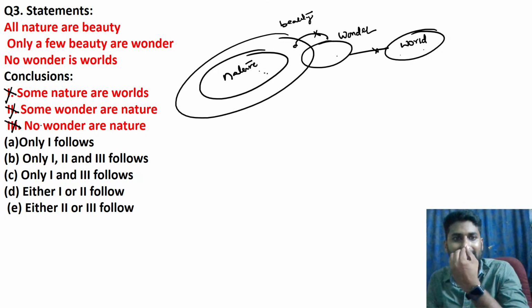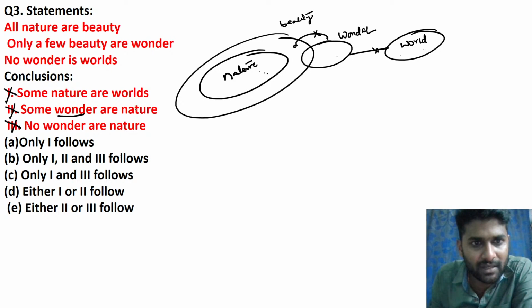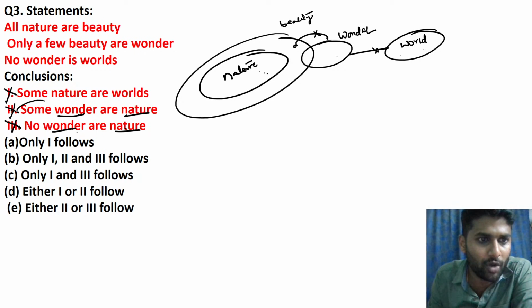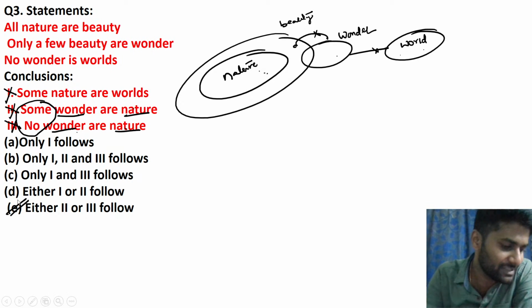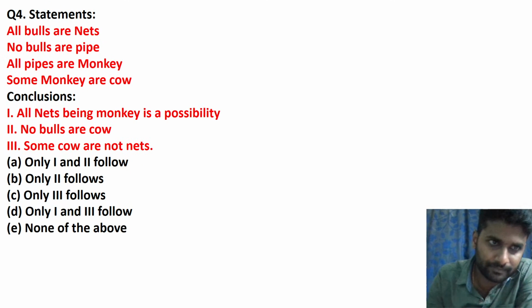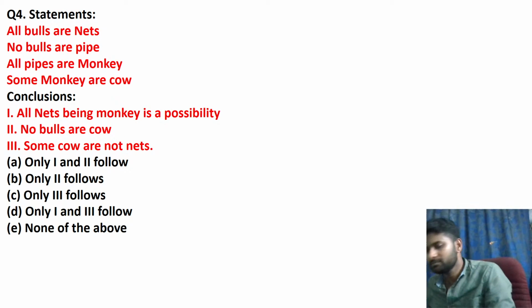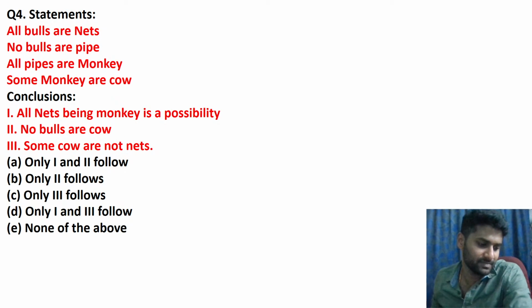But here, just observe that, is there any chance for either or? See here, wonder, nature. Objects are similar. Individually, each conclusion is wrong. We have a complementary pair, some comma no. That's why here the answer is either 2 or 3. You can choose your option as either 2 or 3. Just go through the proper concept.